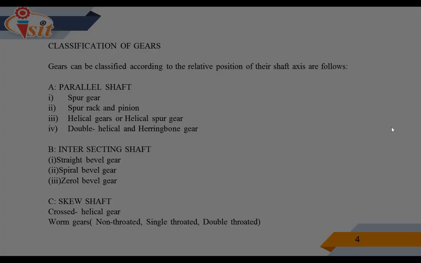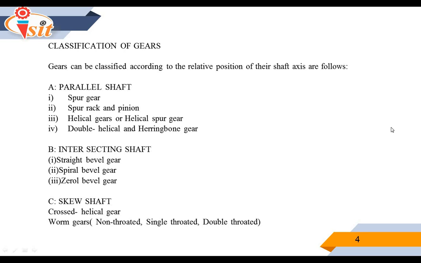These gears are classified according to the relative position of their shaft axes, as follows: parallel shafts, intersecting shafts, and skew shafts. For parallel shafts, the gears are spur gear, spur rack and pinion, helical gears, double helical gear, and herringbone gear. For intersecting shafts, we have straight bevel gears, spiral bevel gears, and zero bevel gears. For skew shafts, we have crossed helical gears and worm gears, that is single throated, double throated, or non throated.